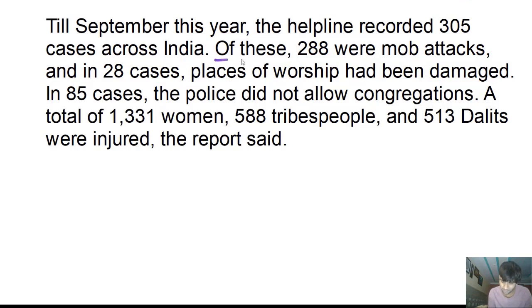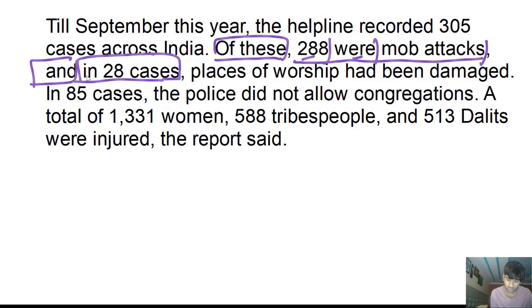Okay. So of these is a prepositional phrase. 288 were mob attacks, right? Subject, verb, and subject complement. All right. This is a clause. It has a subject and a verb combination. All right. And conjunction. In 28 cases, prepositional phrase, preposition, object, noun phrase. In what? 28 cases. Places of worship, subject of the next clause. Places is the main noun. Places of worship, right? Post-modifier, prepositional phrase, of preposition, worship object. Places of worship had been damaged.